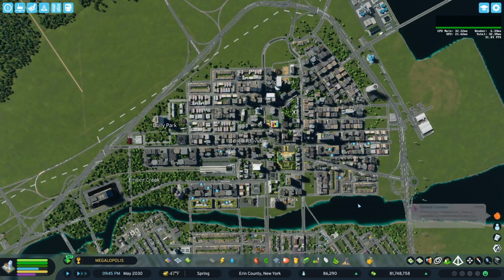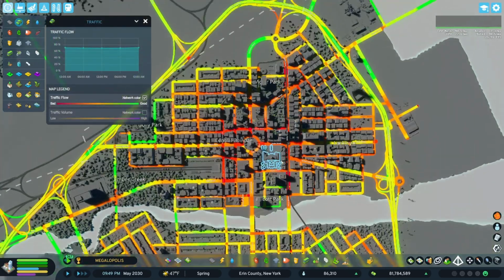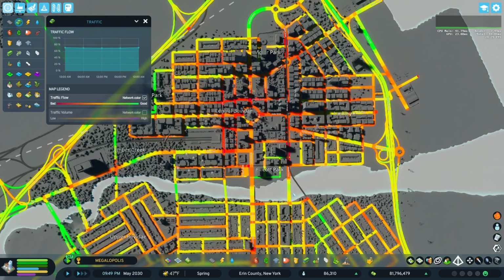Now, what do I mean by road hierarchy? I just said a lot of words, and you probably don't know what they mean. What is an arterial? What is a collector or a local road? Well, we can see this when we go into the info view tab and go to traffic. You might see that traffic flow looks completely terrible in the downtown, but it actually isn't as bad as the graph likes to show it.